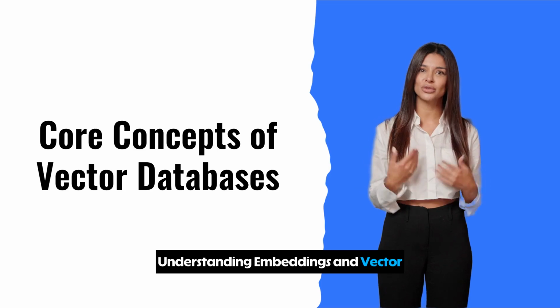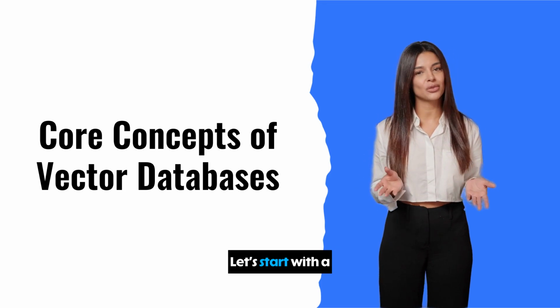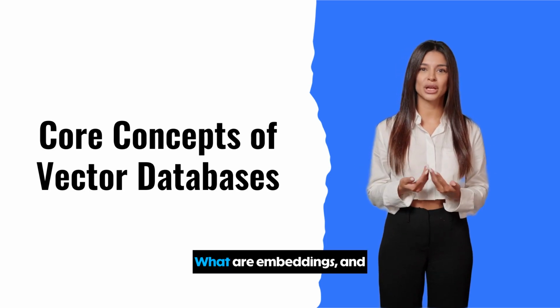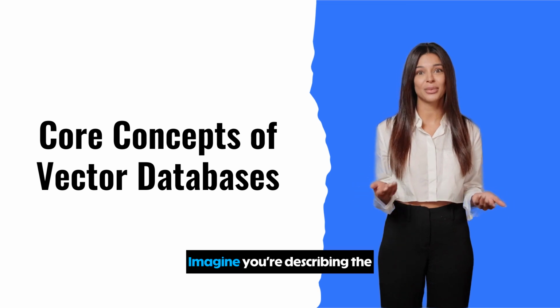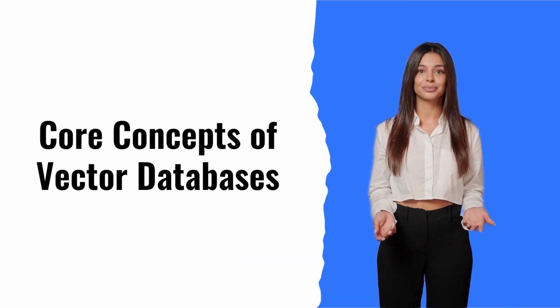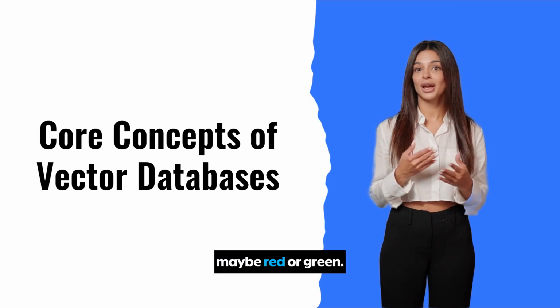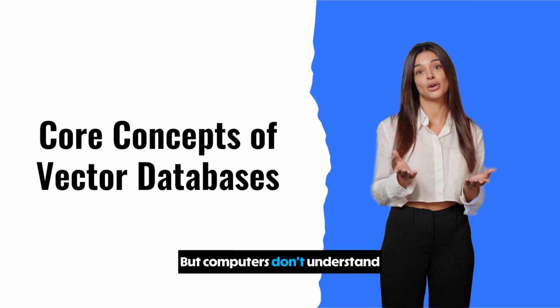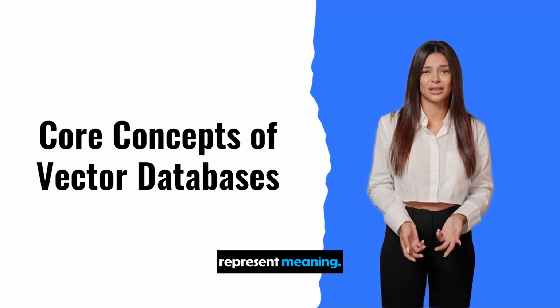Understanding embeddings and vector representation. What do these mean? Let's start with a simple question. What are embeddings and what does vector representation really mean? Imagine you're describing the word apple. To humans, that means a fruit: round, sweet, maybe red or green. But computers don't understand words or images the way we do. They need numbers to represent meaning.